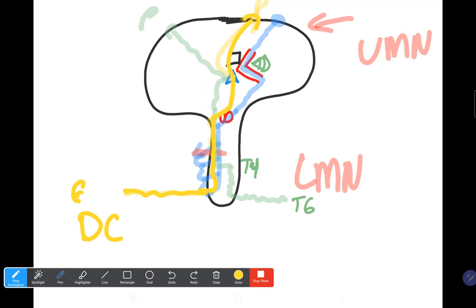Let's say this is gracilis. Let's say this is cuneatus. Cuneatus is a little bit higher, around T5 level, more or less. But either way, the fibers, once they enter, go up and decussate at the medullary pyramids.